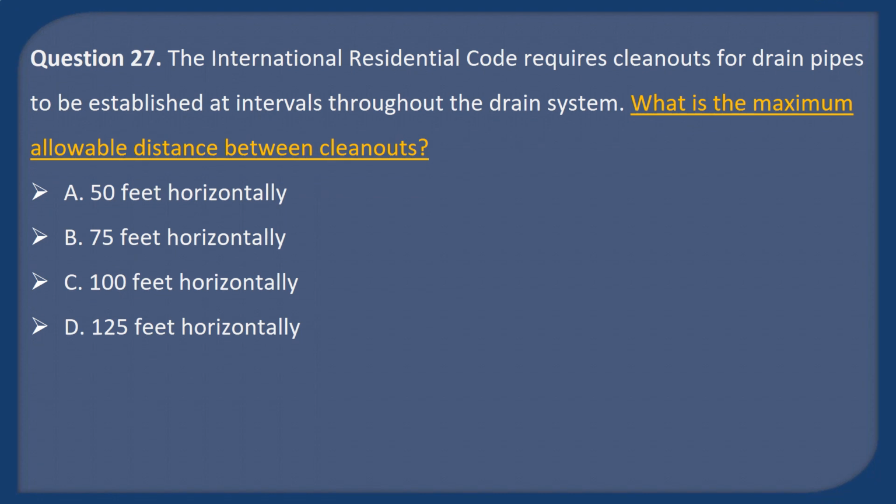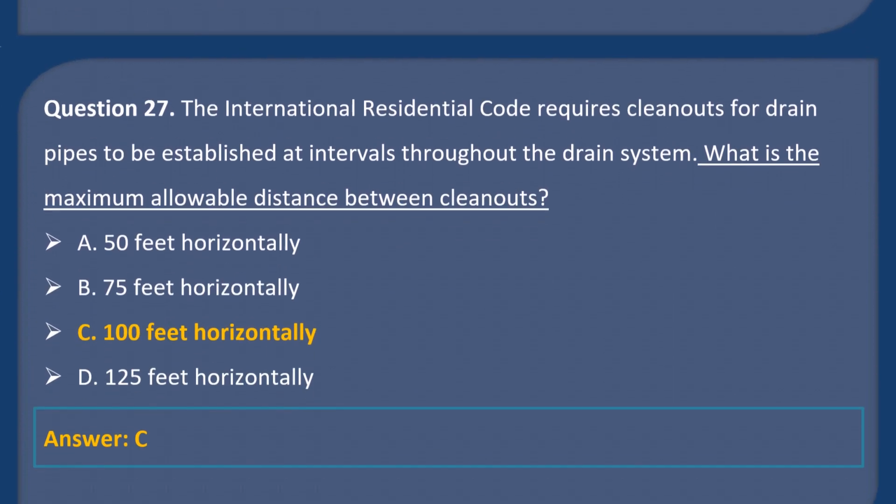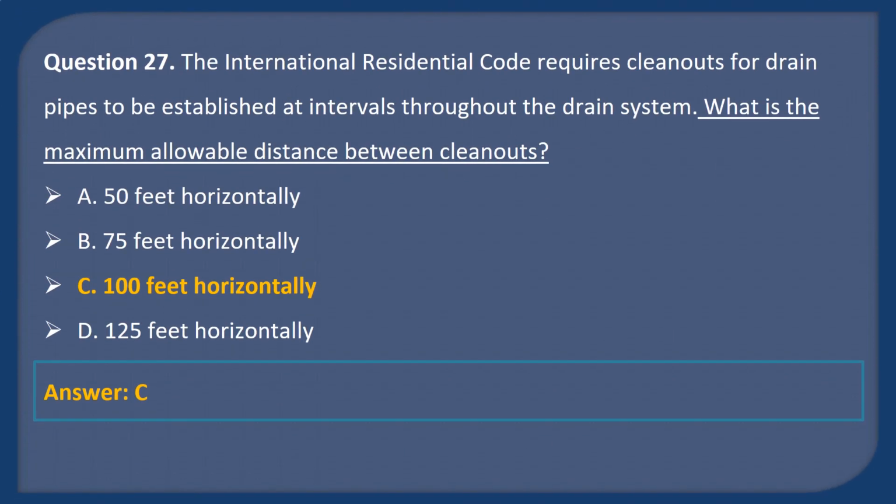Question 27. The International Residential Code requires cleanouts for drain pipes to be established at intervals throughout the drain system. What is the maximum allowable distance between cleanouts? A. 50 feet horizontally. B. 75 feet horizontally. C. 100 feet horizontally. D. 125 feet horizontally. Answer C.